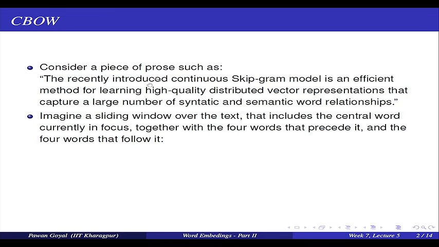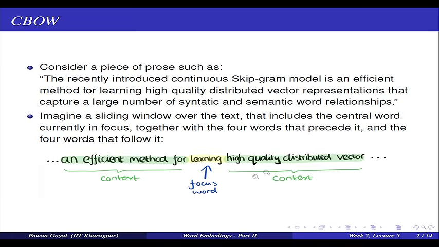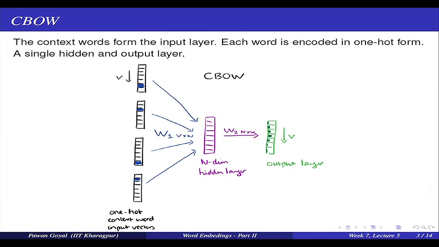So how do we do that? Imagine a sliding window over the text that includes the central word, with 4 words that precede and 4 words that follow it. Here, learning is my focus word, and there are 4 words before it and 4 words after it. You can call them the context words, and using the context words you are trying to predict the focus word. This is a network representation of how this learning will take place.